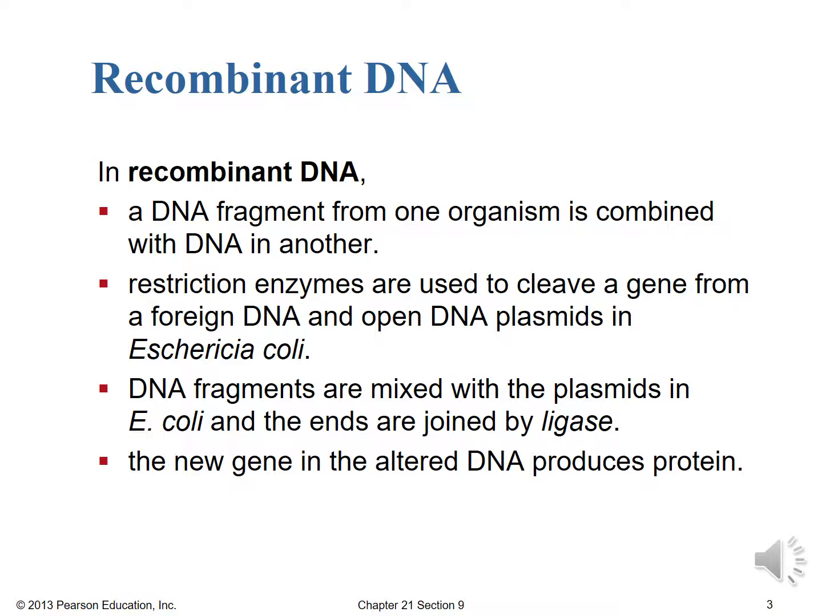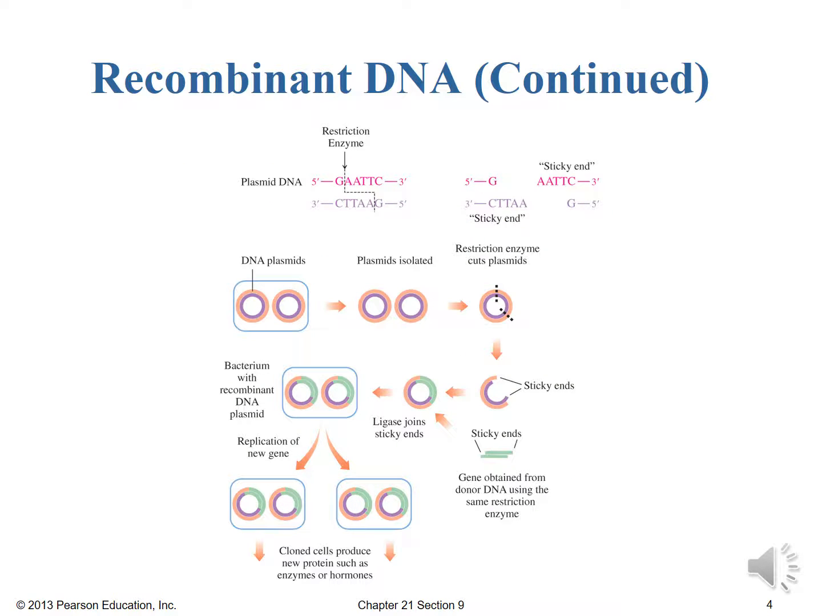So here we see a cartoon of that, where we have the restriction enzyme that cuts the plasmid DNA at a certain place, and now it's got sticky ends where we've spliced it there, and we can take those DNA plasmids and have our restriction enzyme cut the plasmids. We get the bacteria with the recombinant DNA plasmid. We can rejoin it, and we can create these cloned cells that will produce new proteins, such as enzymes or hormones.